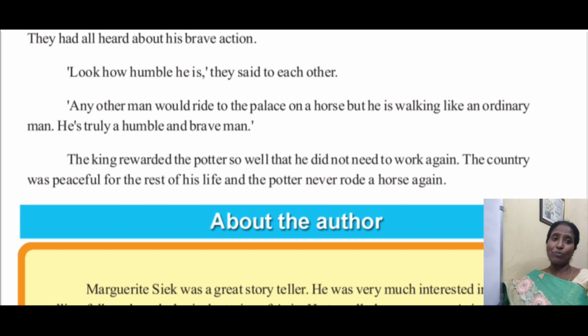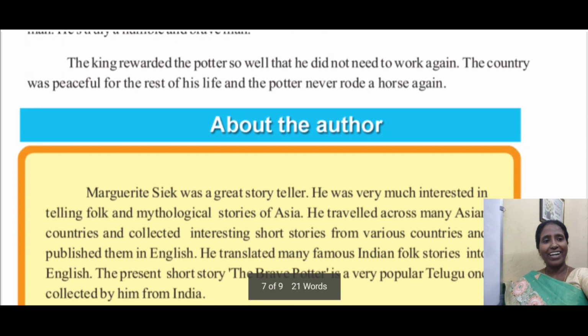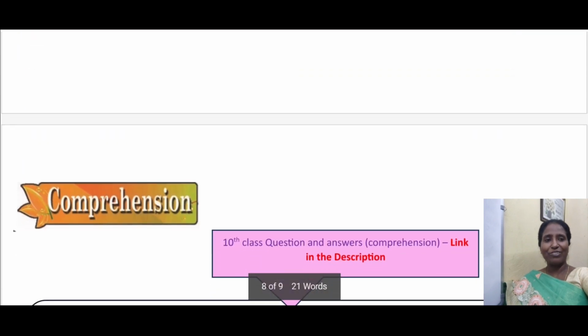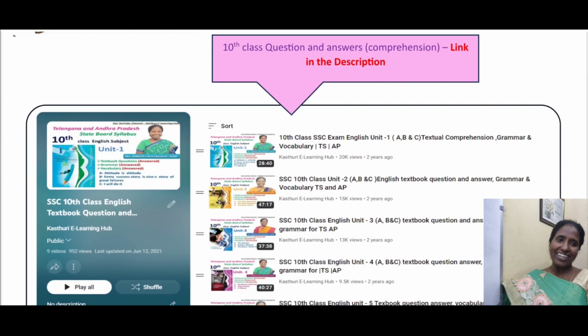The king rewarded the potter so well that he did not need to work again. After that, he never went to work. Whatever the king had rewarded, he enjoyed the reward. The country was peaceful for the rest of his life, and the potter never rode a horse again. That was the first and last time ever he rode a horse, and the entire life he had a very happy life. So this is about the lucky brave potter, who had such a wonderful coincidence of luck, and he had a very happy life.